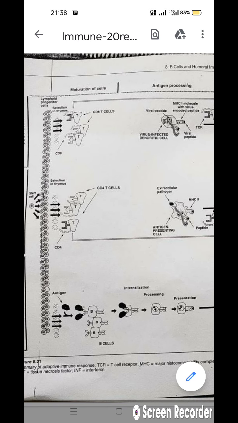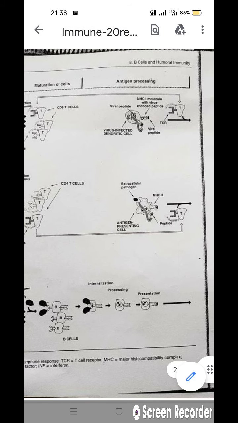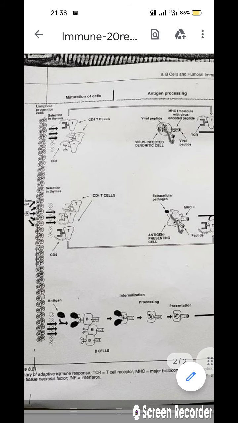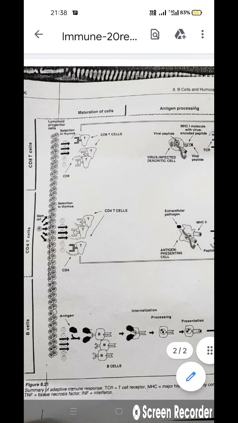Now to understand this immunology map, first you have to concentrate on the action of the CD4 T cell, that is the helper T cell, because it has a crucial role in mediating both humoral immunity and cytotoxic immunity. If any disease affects the CD4 T cell count or decreases it, it will affect both, it will hamper both humoral immunity as well as cytotoxic immunity.